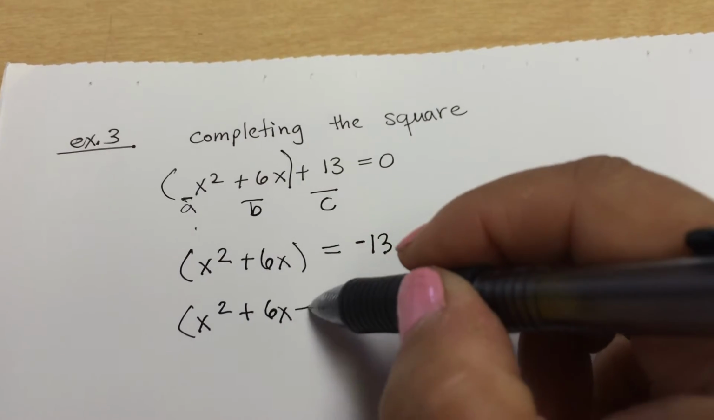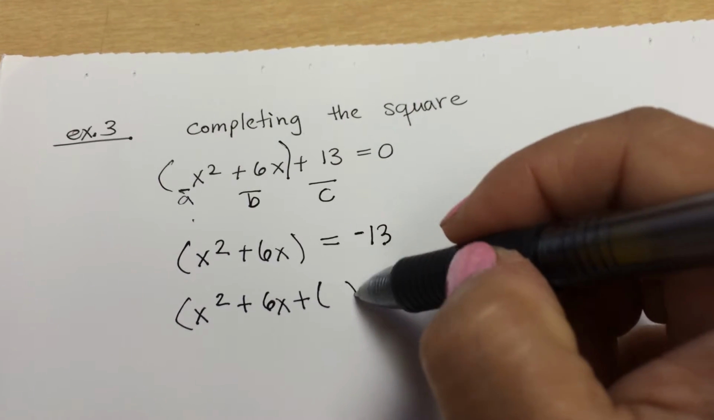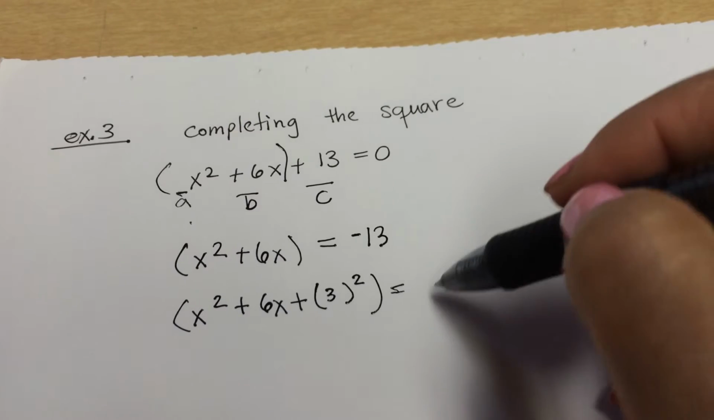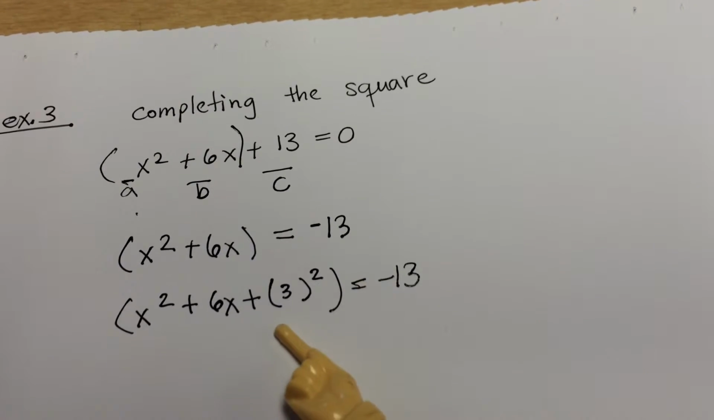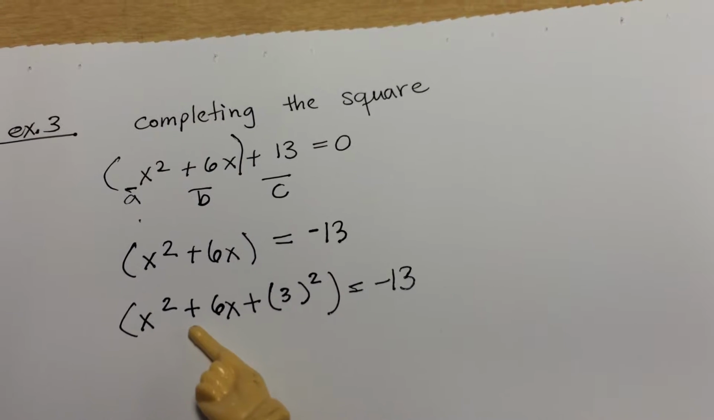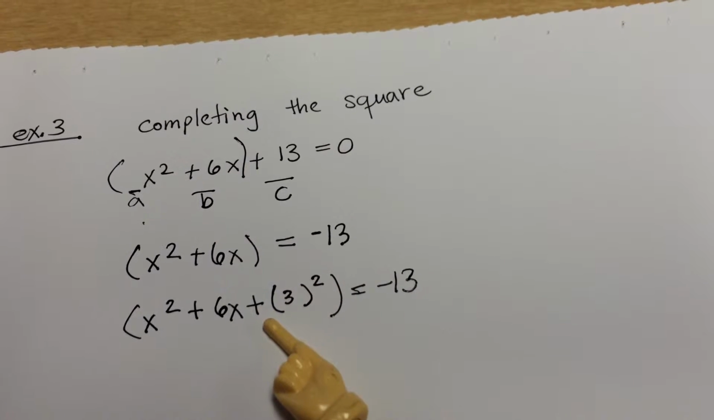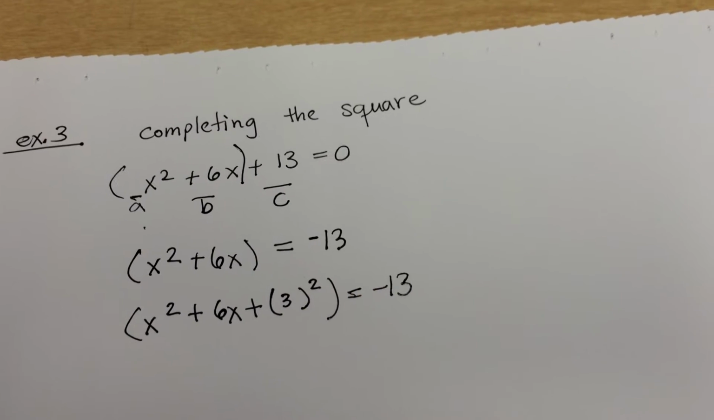So now we're going to do the next step, which is taking half of the b. In this case, 6 was our b, right? So we take half of that. Half of 6 is 3, and we're going to square it. So this is the formula right here. And then we have negative 13. Now, this part right here will always be positive, no matter what. If this is a negative out here and we put it in here, anything squared becomes a positive. So it really doesn't matter. It's always going to be positive. All right? So let's continue.